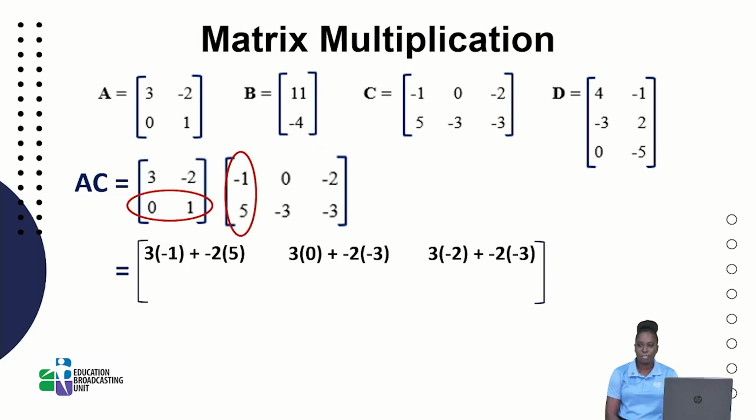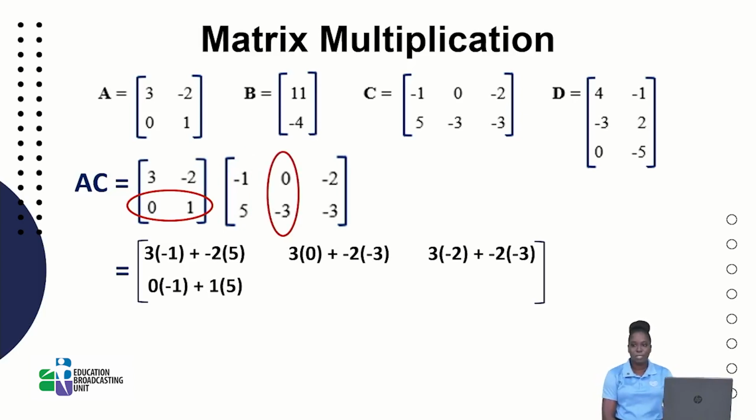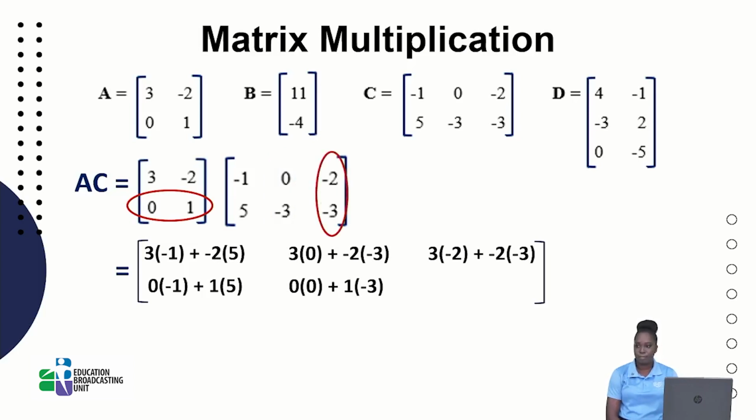Row 2, column 1. 0 times negative 1 plus 1 times 5. Row 2, column 2, 0 times 0 plus 1 times negative 3. And finally, row 2, column 3, 0 times negative 2 plus 1 times negative 3.